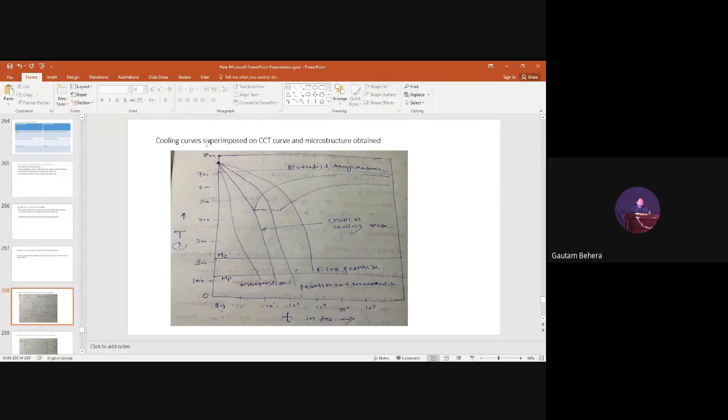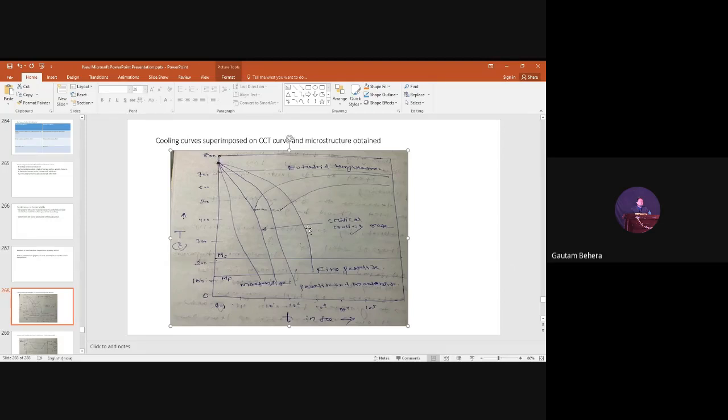Now, cooling curves superimposed on the CCT curve and microstructure obtained. So this is a very interesting part. In the previous lecture, we discussed the continuous cooling transformation, where we have seen that the continuous cooling transformation curve is basically moving downward and shifting somewhat towards the right compared to that of the TTT diagram. And also we have seen that in the continuous cooling curve, the curve is only up to the nose of the TTT curve. It is not below that. It is absent, right?